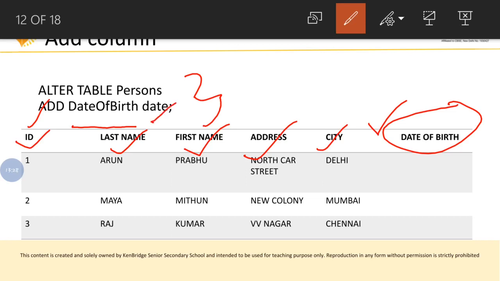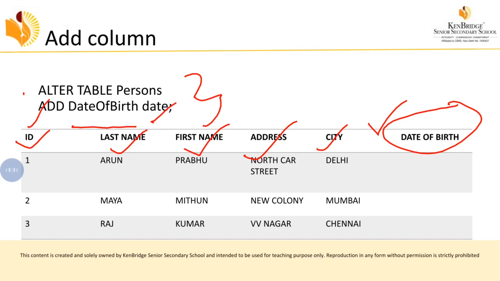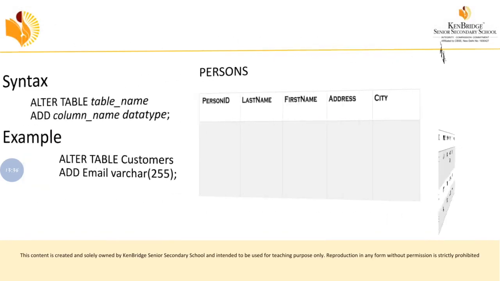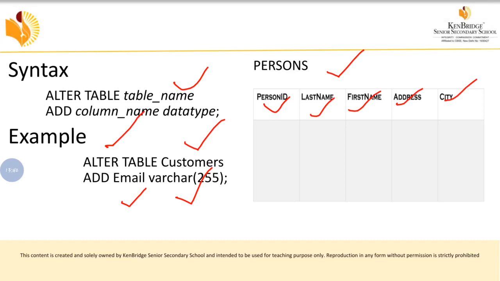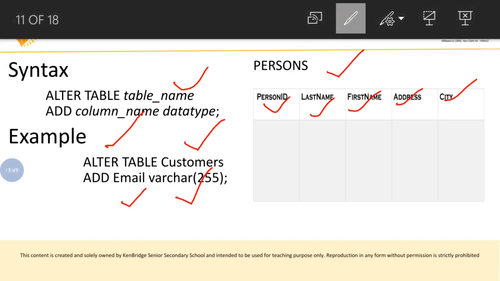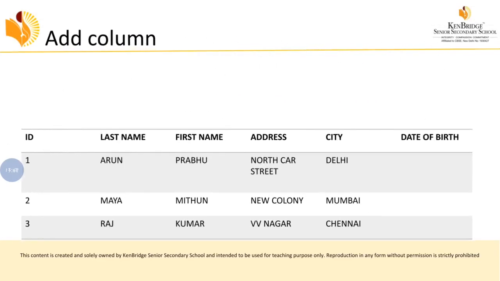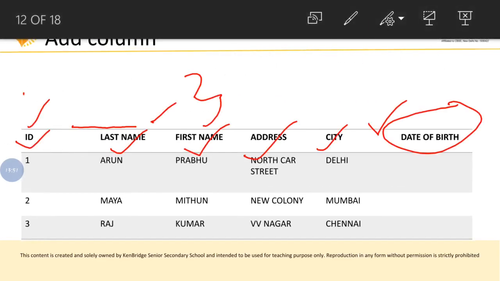Date. If you see the previous person table, there are only 5 attributes: 1, 2, 3, 4, 5. But look at the output table: 1, 2, 3, 4, 5, 6. So totally 6 attributes are here. Because of the alter command, in which we have used add, we have added an attribute.